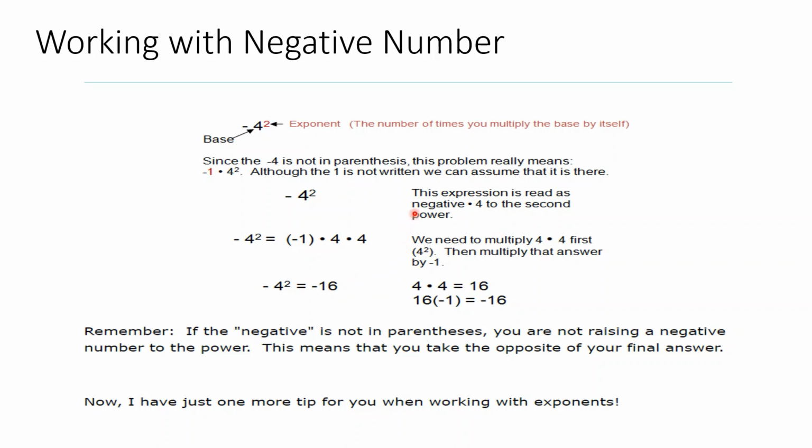Alright, I'm going to repeat that. This is read as a negative times 4 to the second power. We need to multiply 4 times 4 first, which is 4 to the second power. Then multiply the answer by negative 1. We only do this when we do not have a parenthesis and a negative sign. Okay, so our answer will be 4 times 4, which is 4 to the second power, gives us 16. Then we will multiply that by negative 1 and get a negative answer. If the negative is not in the parentheses, you are not raising a negative number to a positive. That means that you can take the opposite of your final answer every time.